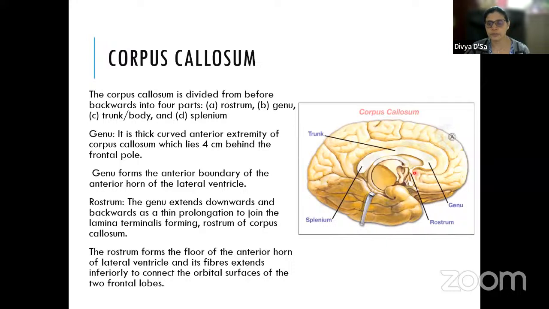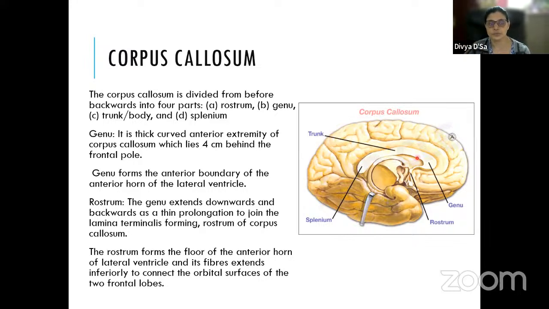Now the parts of the corpus callosum. If you see from the front to back, we have the rostrum, the genu, the trunk or body, and the splenium. This is a spotter question, an important 3-mark question too. In our MCQs, it can be asked.